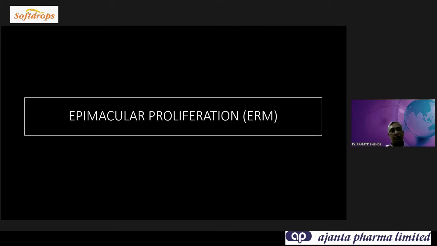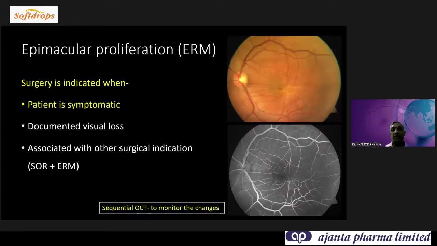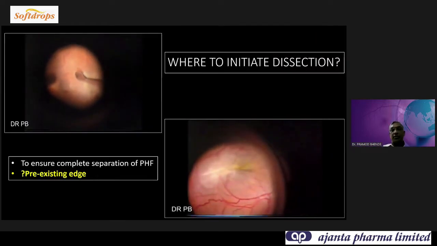Coming to epimacular membranes, it is basically a fibrocellular proliferation at the vitreoretinal interface. Etiology can be varied, and symptoms are variable; the patient can be asymptomatic or have severe metamorphopsia and vision loss. Surgery is indicated when the patient is symptomatic, when there is documented vision loss, or when there are other associated surgical indications. Anyway, you're going inside the eye, you want to remove the membrane. This is just how we should do it.